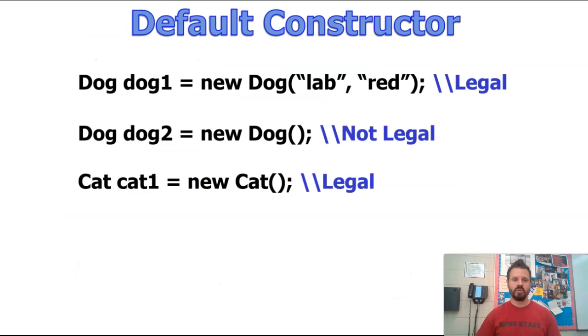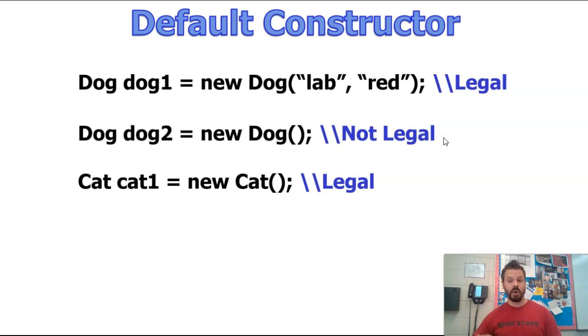So again, a few lines of code for you here. I could create a dog called dog1 using the dog constructor that takes the breed and the color. That would be legal. I could not say dog dog2 equals new dog with no arguments, because since the dog class has at least one constructor defined, there will be no default no-arguments constructor.